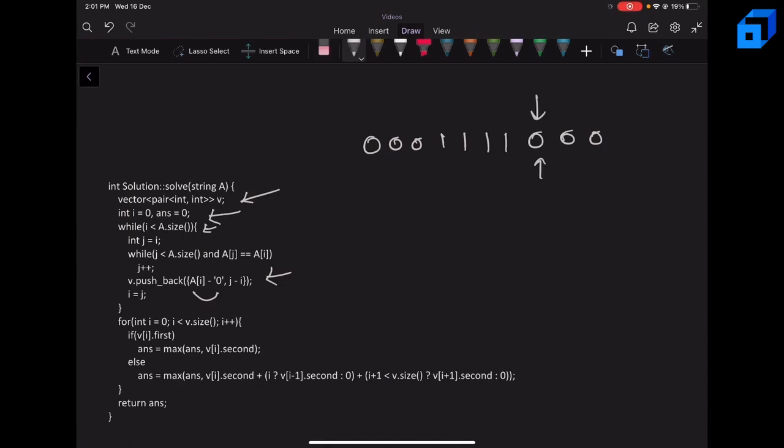So aj is equal to ai, so we move j to the next character. Again aj is equal to ai, so move j here. Again aj is equal to ai, so we move j to the outside of the array, but once we move j to the outside of the array, we will break because we have a condition that j is less than a dot size. Now finally we will append j minus i to our vector as frequency and 0 as a character, and finally we also assign i as j, so we'll move i here, but since i is outside of this array, we will break.